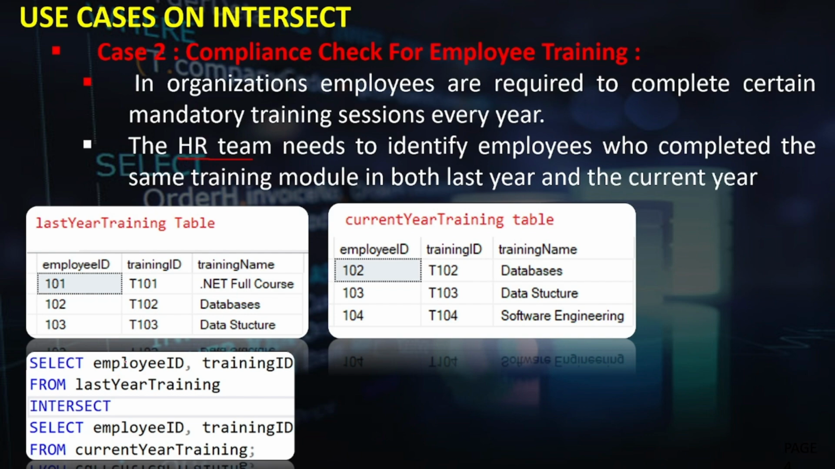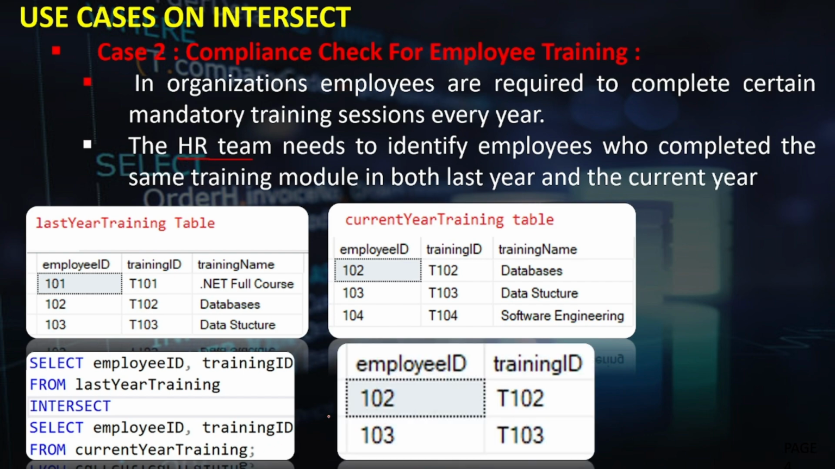So the same way, employee ID, training ID from last year training, intersect, employee ID, training ID from current year training, and here is the answer. There were two employees, 102 and 103, that is, they completed their trainings in last year as well as in current year. This is use case number 2.